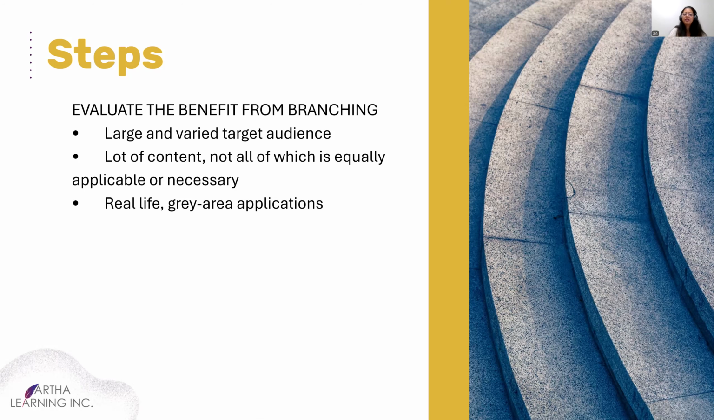You could use branching when there is lots of content and not all the content is equally important. And then you're doing branching at the content level for people to pick and choose what content they want to go through. And finally, wherever the topic that you're teaching has real life, gray area applications where there is not necessarily a right and a wrong, because if there is a right and a wrong sort of situation, where it's very clear there are two options and only this is right, a multiple choice question will do.